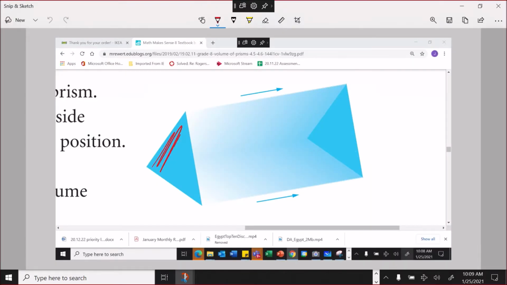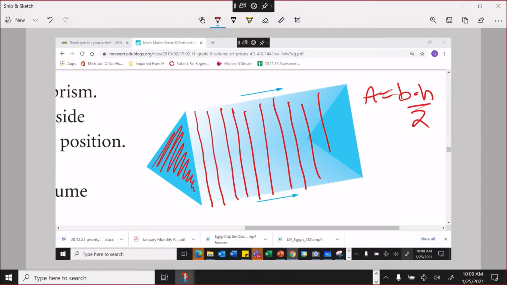I know how to find the area of a triangle. That's base times height divided by 2. We already know that, right? But if I'm trying to find volume, then that would be like a slice, right? And we just have to figure out how many slices it's going to be, and each slice would be a centimeter.